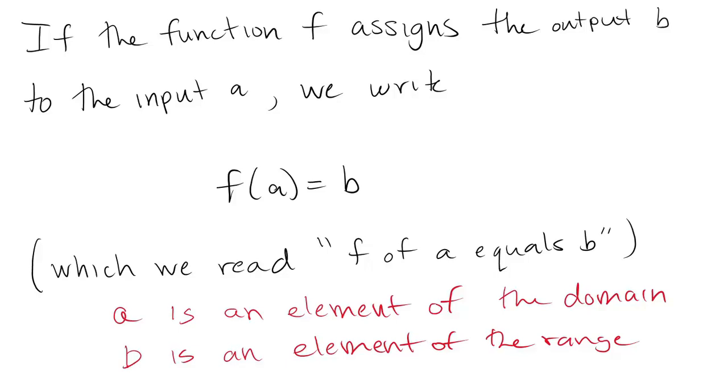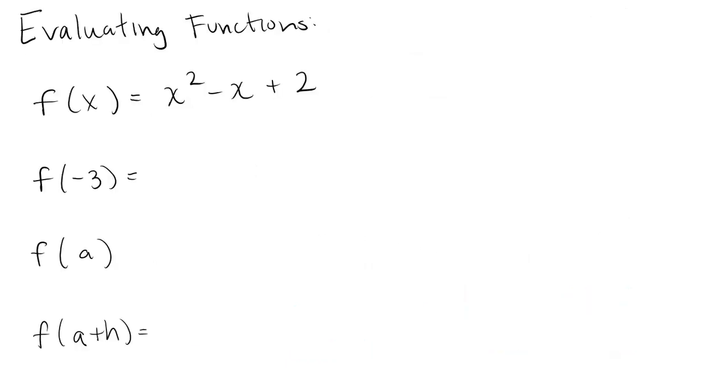One place where we use this notation is when we're evaluating a function. To evaluate a function means to show what output corresponds to a particular input. So I have an example function here. f of x is the function x squared minus x plus 2. So this is like the mathematical rule that we apply to get the correspondence. It tells us if you know the input is x, the output can be found by following this mathematical rule.